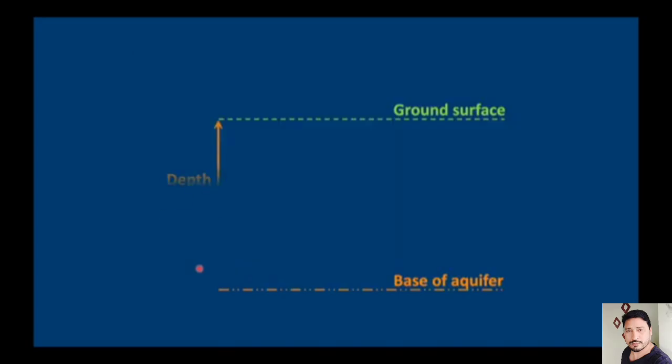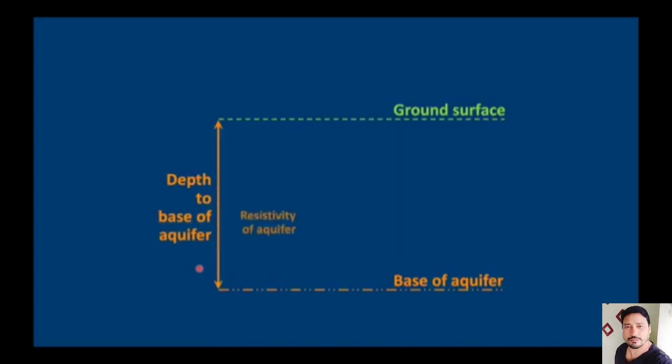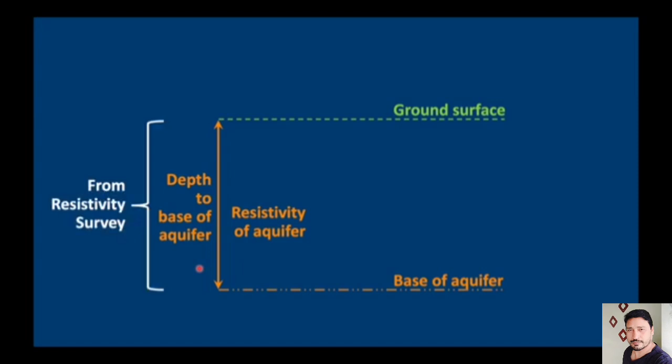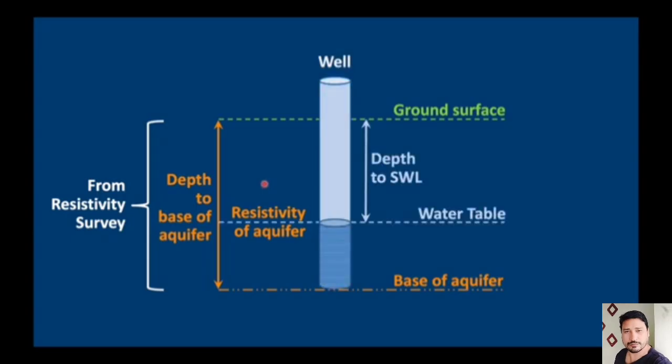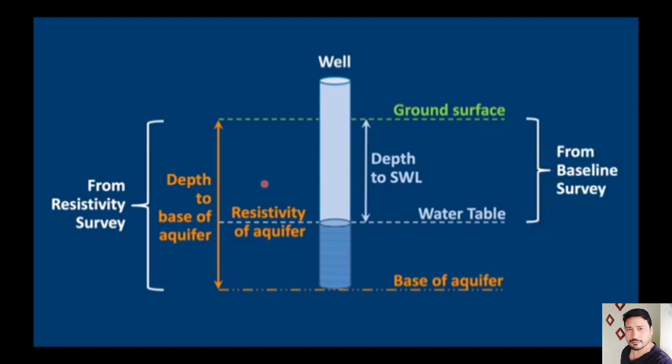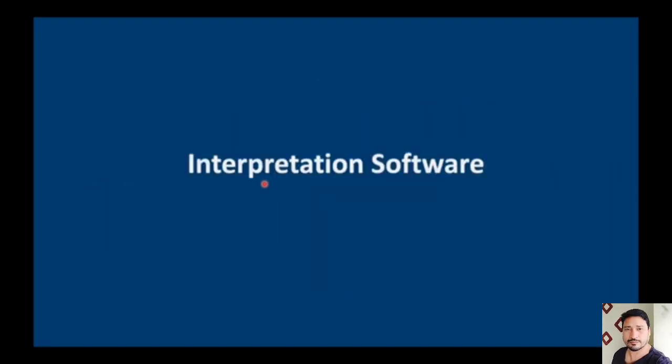I'd just like to summarize what we can get out of a resistivity survey. We can get the depth to the base of the aquifer, we can get the resistivity of the aquifer, maybe even some intermediate layers in here. And then when we drill the well, we'd also like to know the depth to our static water level, but that's something we should get from our baseline survey, because it's very rare to see that in a VES.